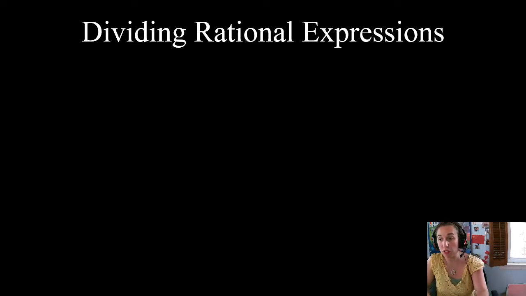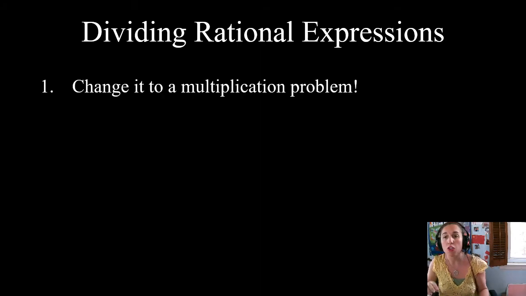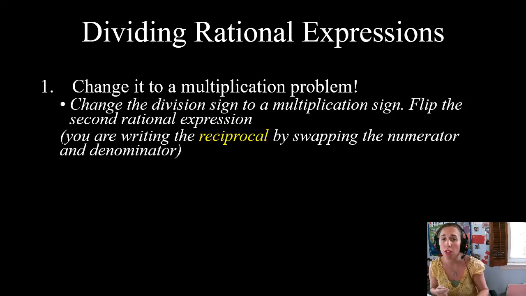So before you factor the numerator and the denominator and start canceling out factors of 1, you're going to change the division problem to a multiplication problem. And how are you going to do that? Well, you change the division sign to a multiplication sign, and you take your second rational expression and flip it. This is called the reciprocal.